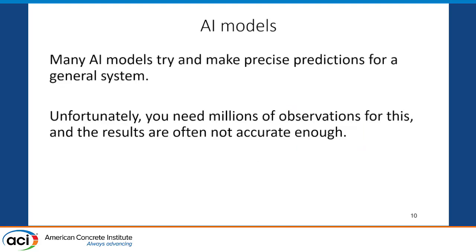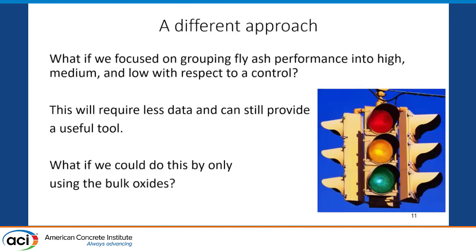Then there's AI-type models. A lot of folks try to make very, very precise predictions, and that's tough because you often need millions of observations, and the results are often not very accurate. But there's another approach, like a clustering or grouping approach, where what if we focused on grouping things into good, medium, or, still better, good, better, and best? You know what I mean? So the high performer, the middle performer, and the low performer.